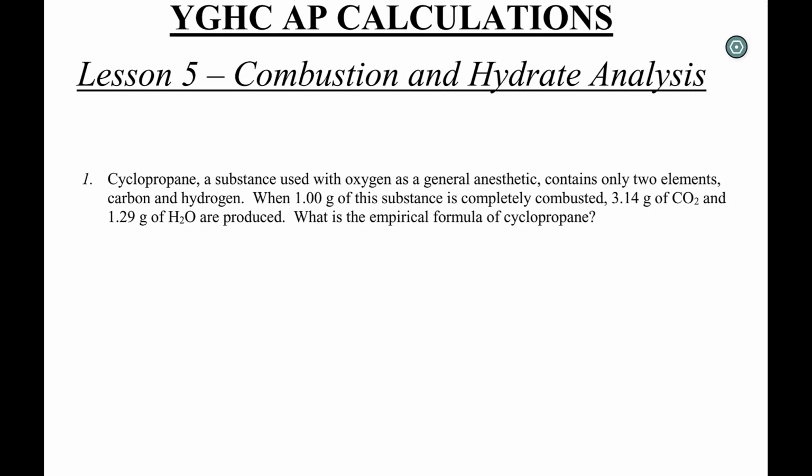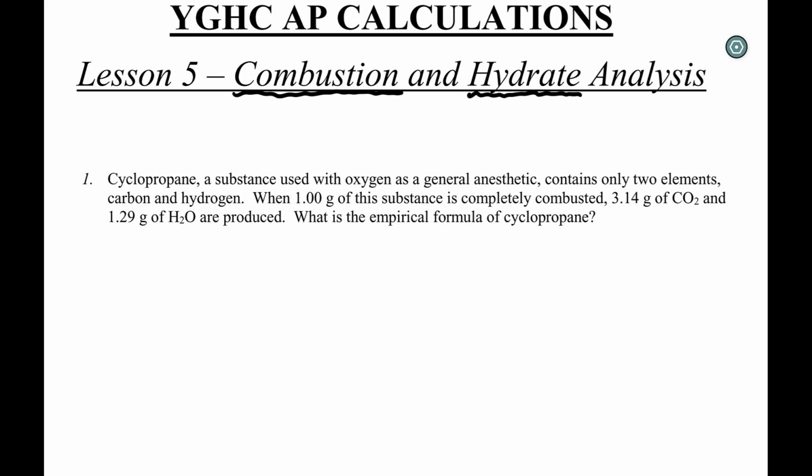In today's lesson, we're going to look at two types of analysis, one called combustion analysis and the other one called hydrate analysis. Now, combustion analysis is how you can figure out the formula of a hydrocarbon by burning it. And hydrate analysis is figuring out how many waters are in a hydrated ionic compound. Now, both of these get tested quite frequently on the AP exam, and it really breaks down to stoichiometry.